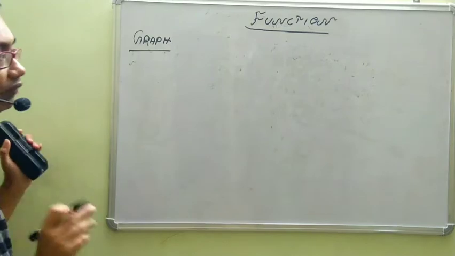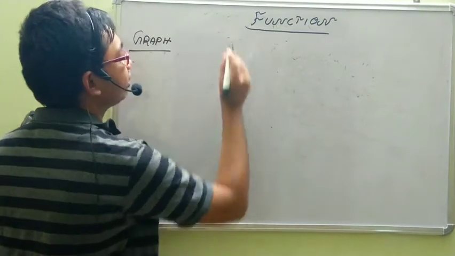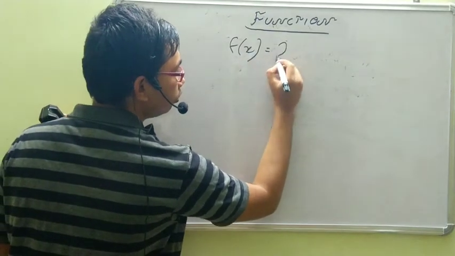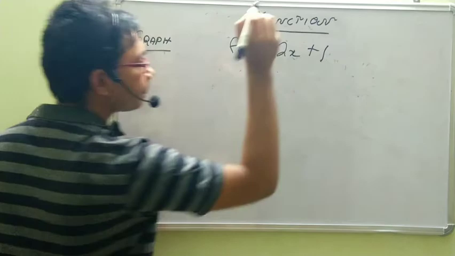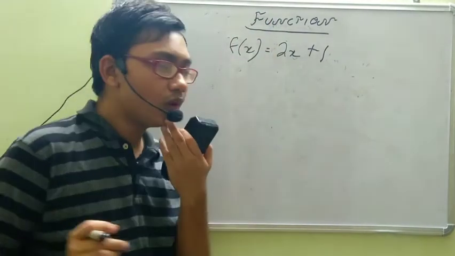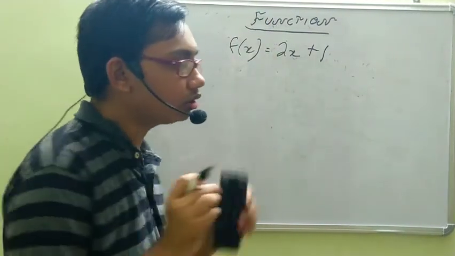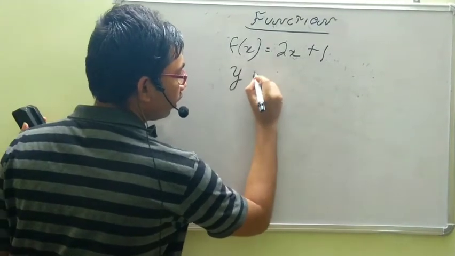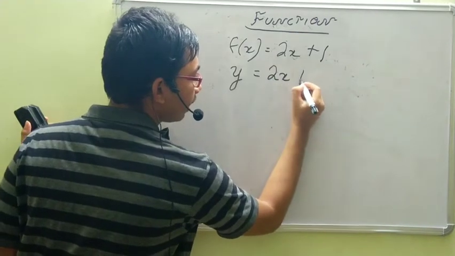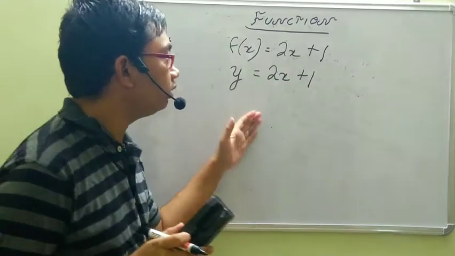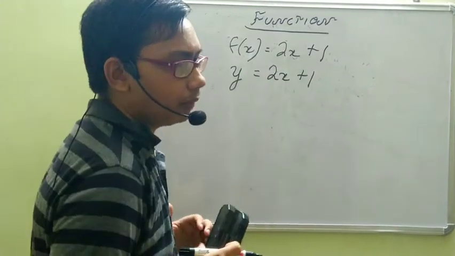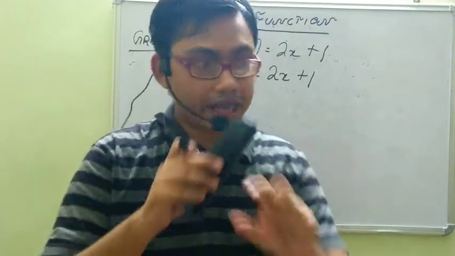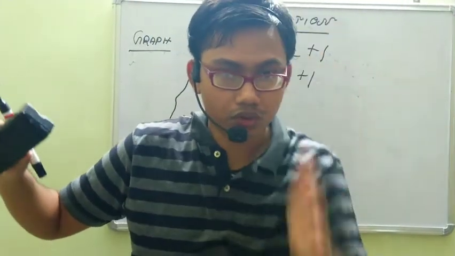Now, the thing we are going to do is, let's take the same function which I told you earlier. f of x is equal to 2x plus 1. This is a function. Now what we are going to do is, we are going to substitute this f of x by y. That is, y is equal to 2x plus 1. Let's just give another variable. You know there are two axes in the graph, x-axis and y-axis. X-axis is the horizontal, y-axis is the vertical.